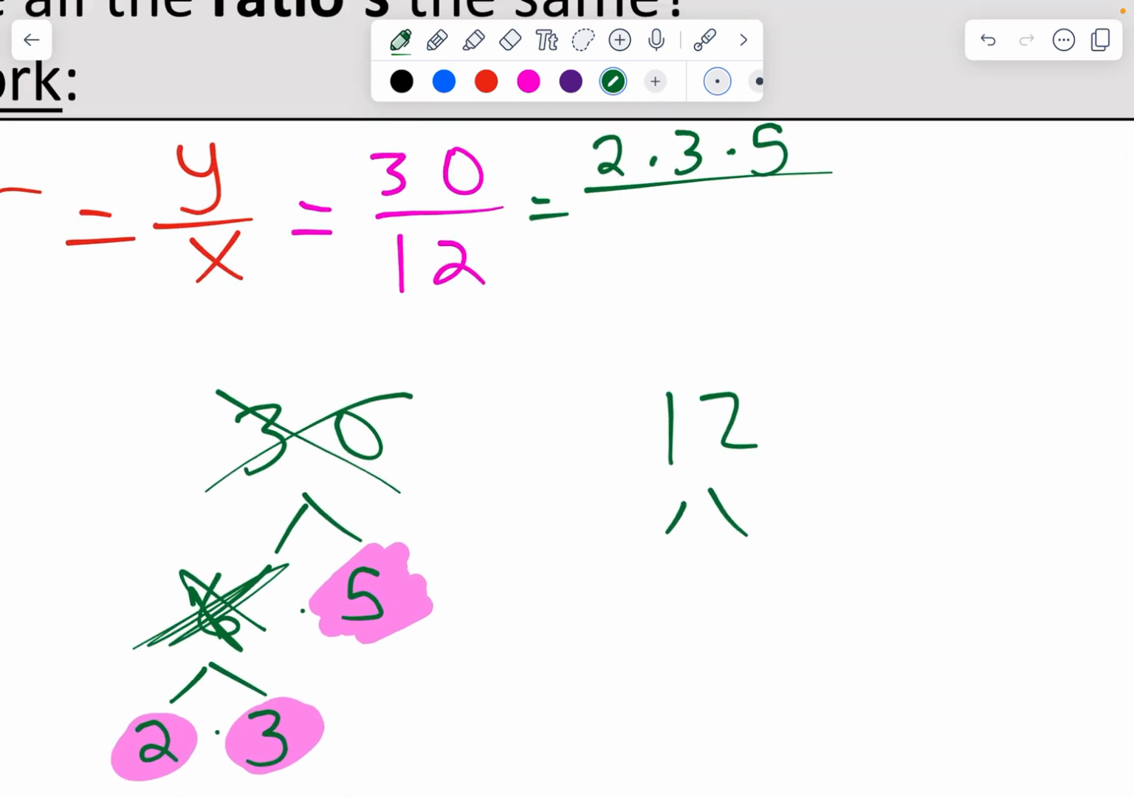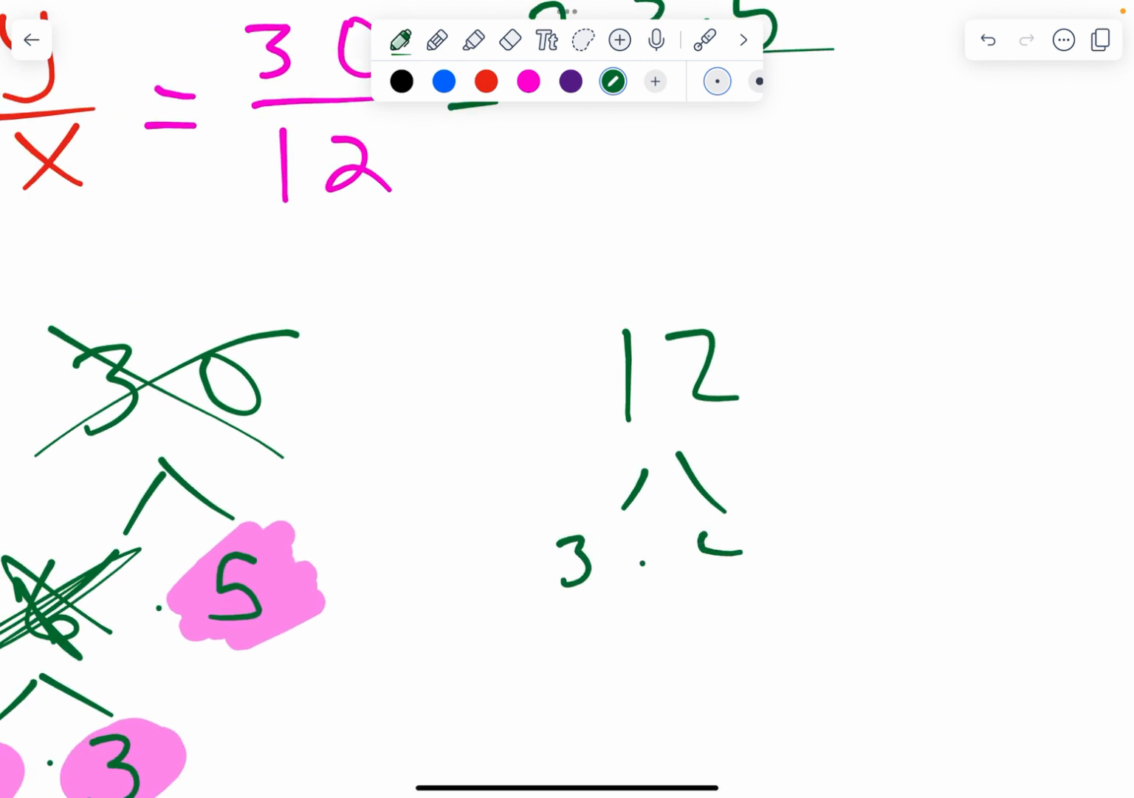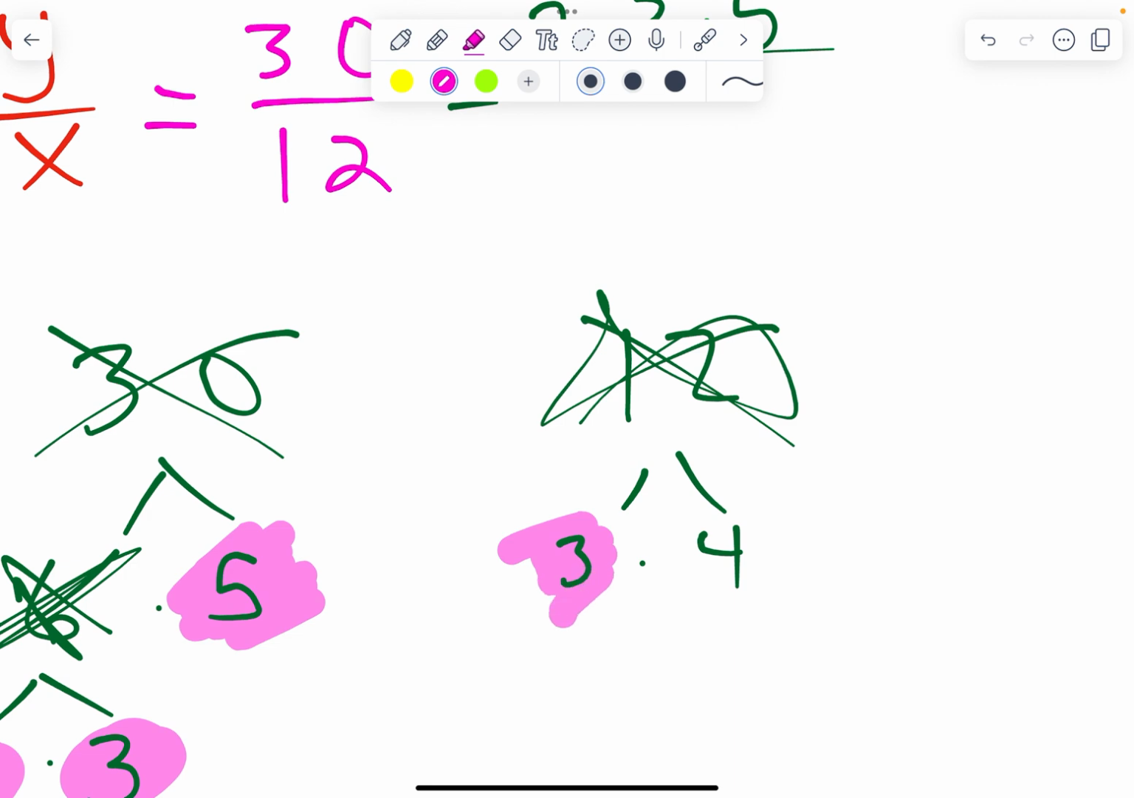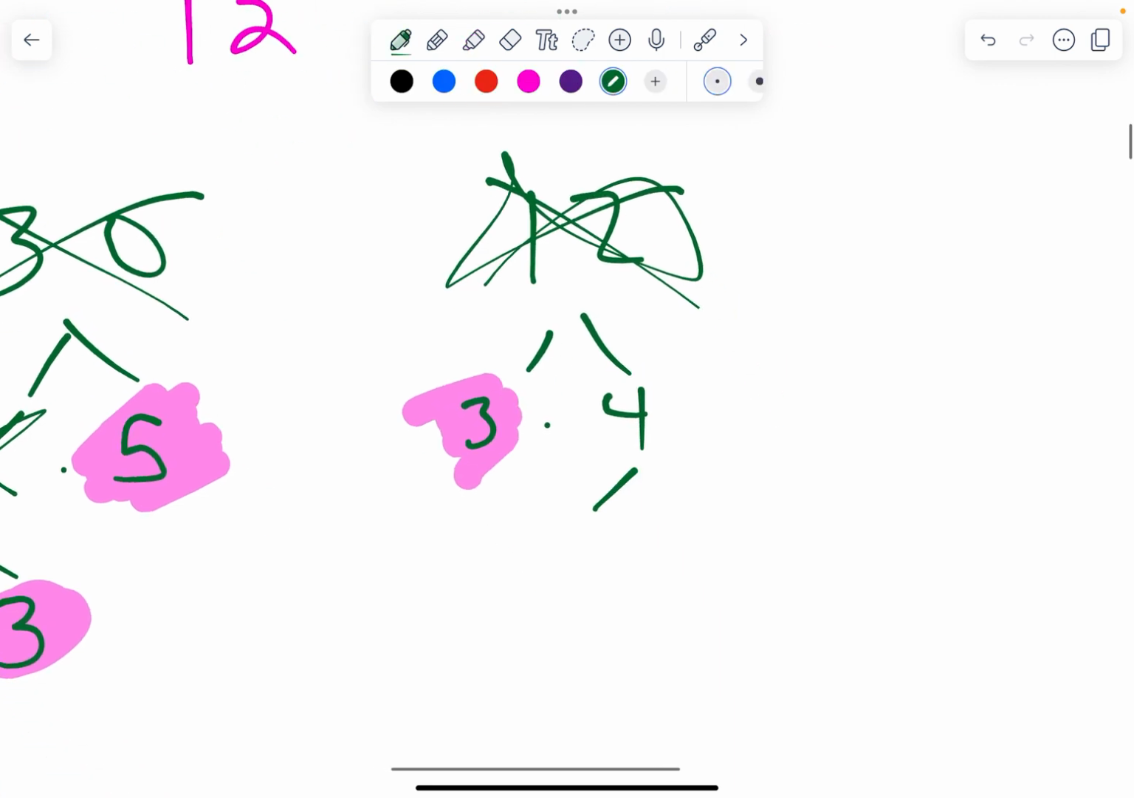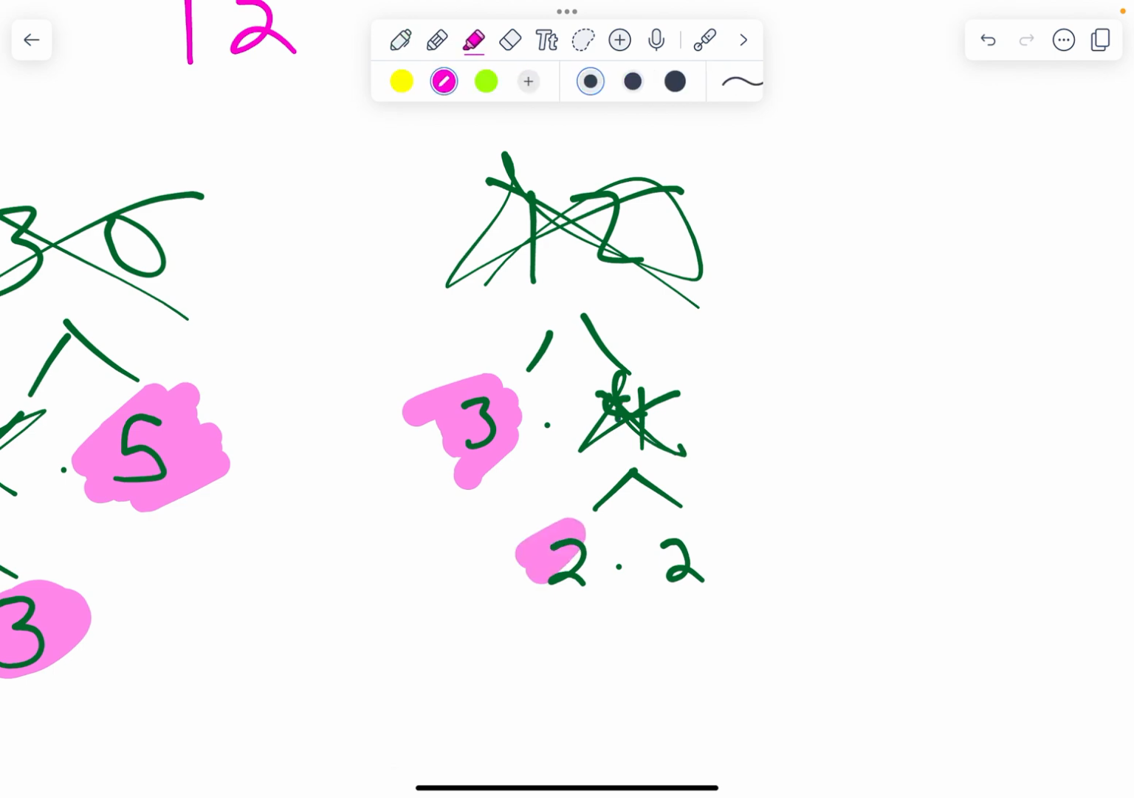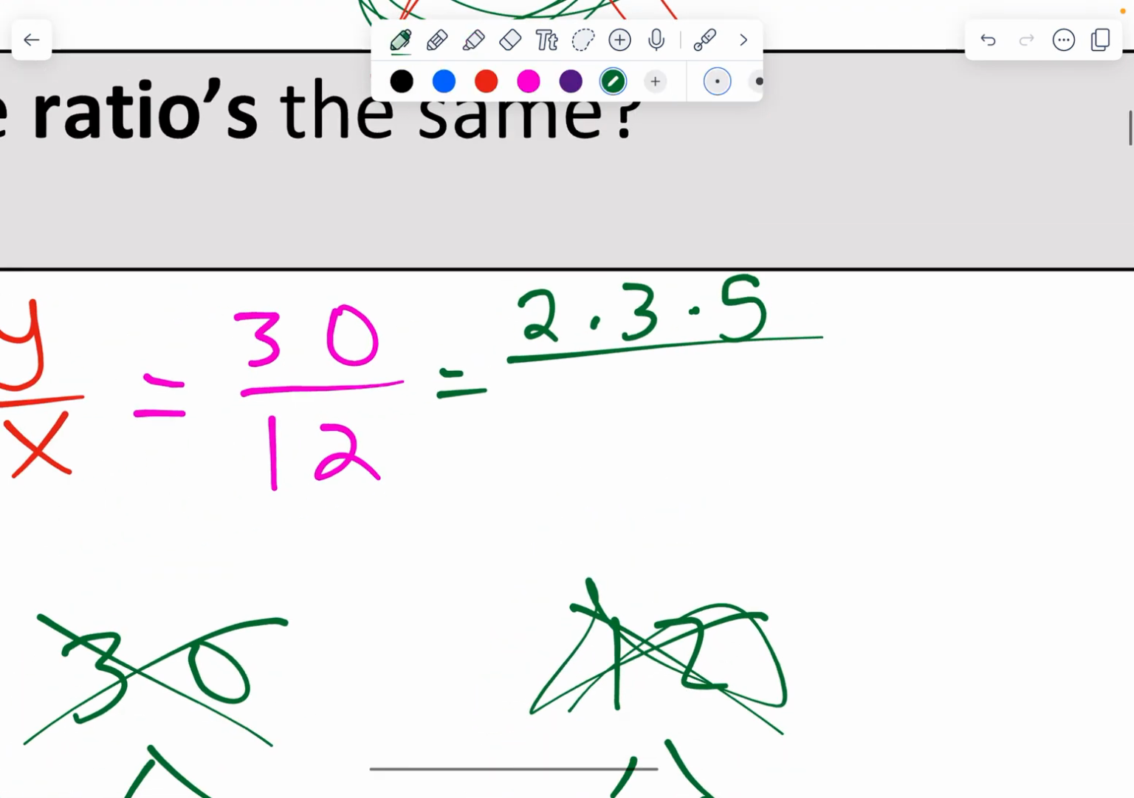All right, well, 12 is 3 times 4. And I know 3 is prime. 4 is not, because 4 gives me a couple of 2s, yeah? Okay, well, there's my factors, 3, 2, and 2. So let's put a 2, and a 3.